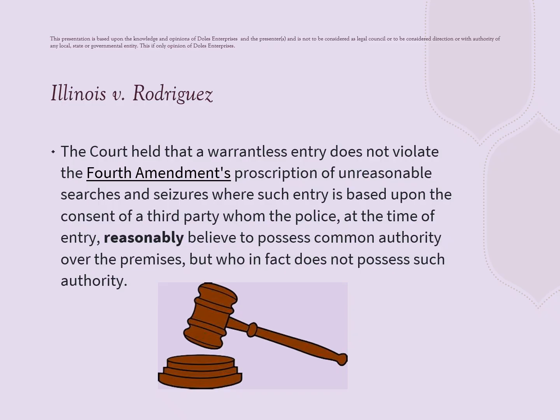The U.S. Supreme Court held in Illinois v. Rodriguez that an officer may rely on a person who acts like he or she has authority to consent to the search, but in fact does not. In that case, the defendant's girlfriend consented to the search of their apartment, even though she had already moved out. The evidence seized was not suppressed because the officer's belief that the girlfriend had the authority was reasonable.